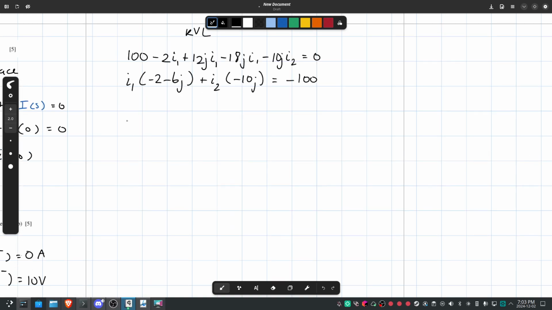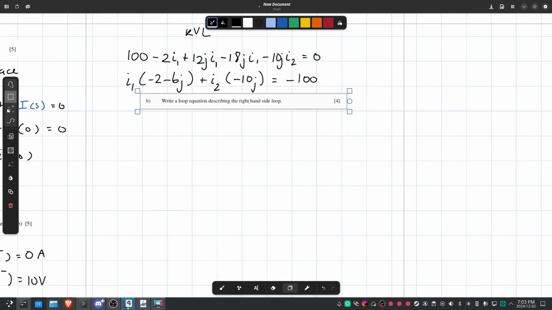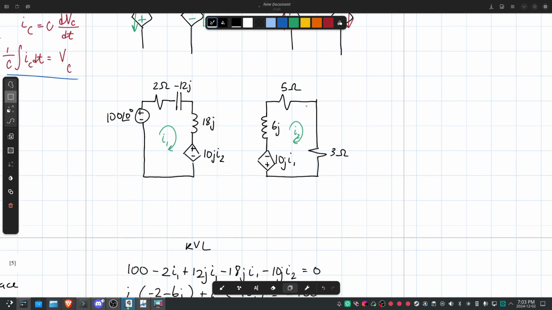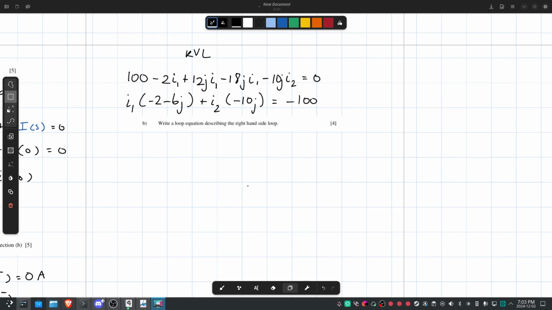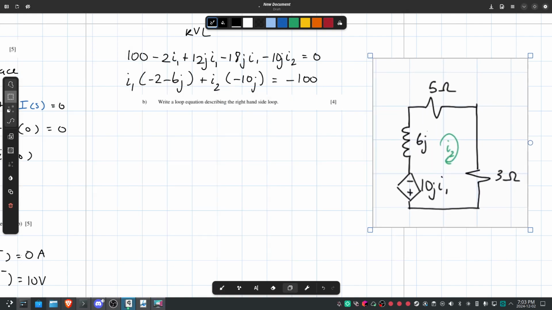So that's our left hand loop. And now we need to do the right hand loop. Exact same thing. Just remember KVL. So let me just pull this to the other screen so I can look at it. We're going to have negative 10J. I'll just copy it here on the side so we can both see it together.